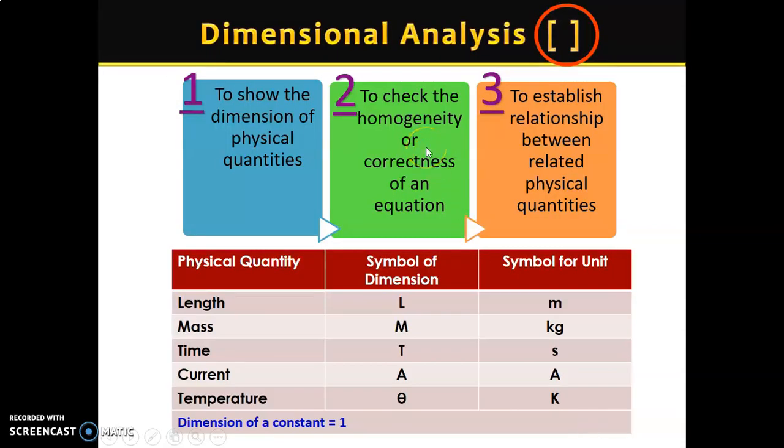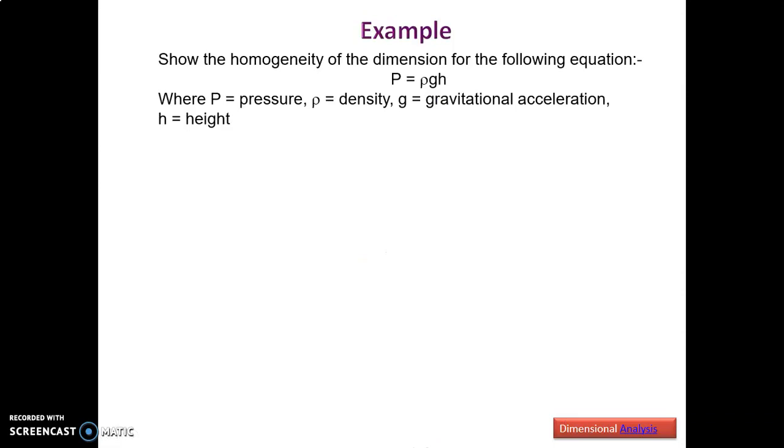Now we go to the second purpose of using dimensional analysis, which is to check the homogeneity or correctness of an equation. Let's go to the example. Show the homogeneity of the dimension for the following equation. P equals to rho g h, where P is pressure, rho is density, g is gravitational acceleration, and h is height.